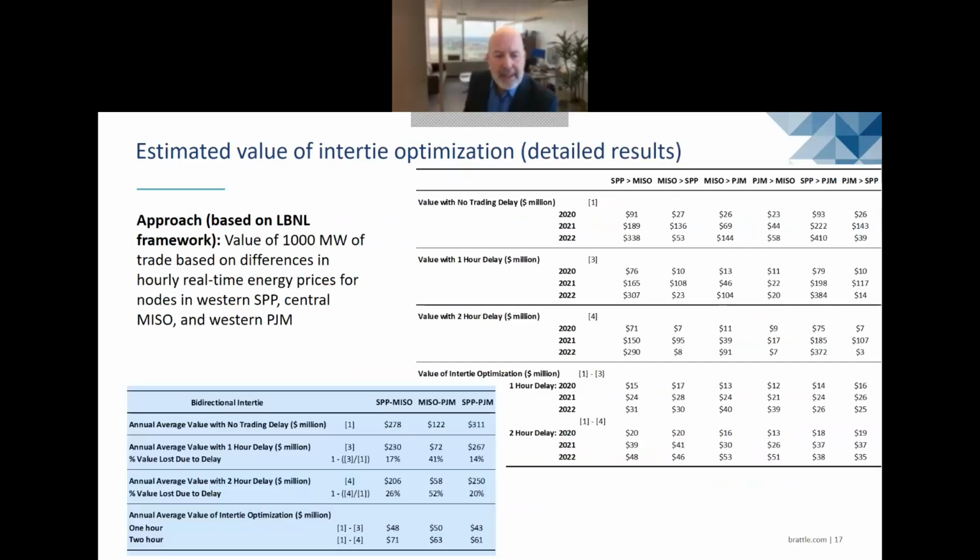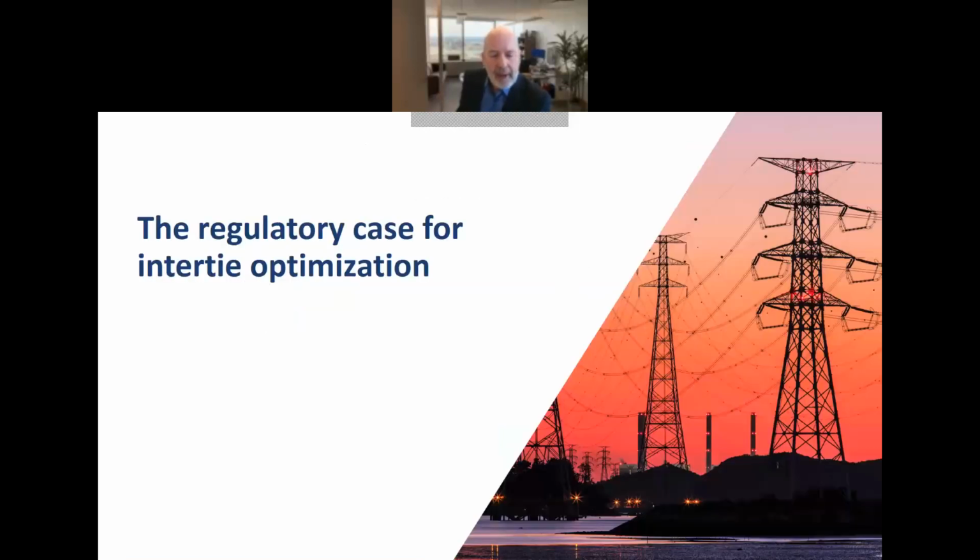This is just a little bit more detail on the analysis we have done, but here you basically see that there is significant value of trading, say, 1,000 megawatts between the RTOs. We looked at 2020, 21, 22, but with a 1 hour delay, you miss between 14 and 40% of that full value. And with a 2 hour delay, it's even worse. So that's how we are coming up with that 20 to 30% lost value due to the lack of intertie optimization. So I'll turn it back to Norman to take us through the regulatory case for intertie optimization.